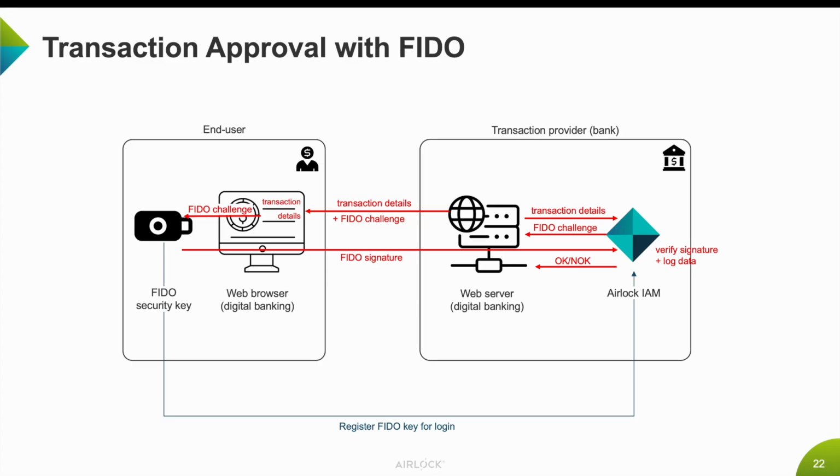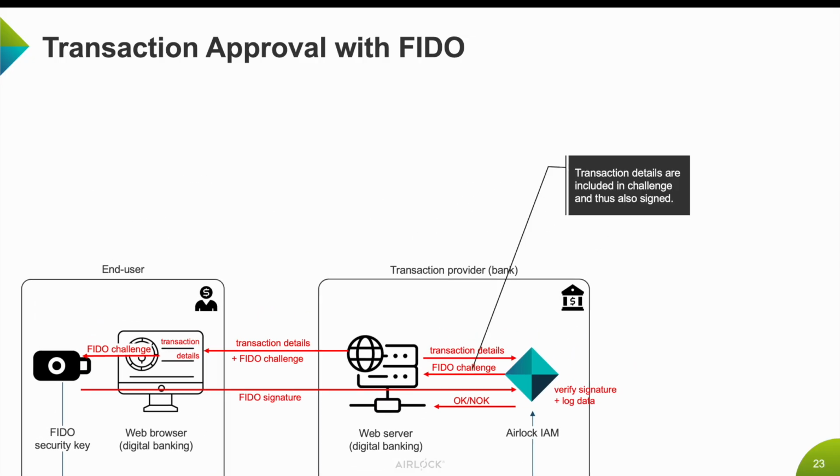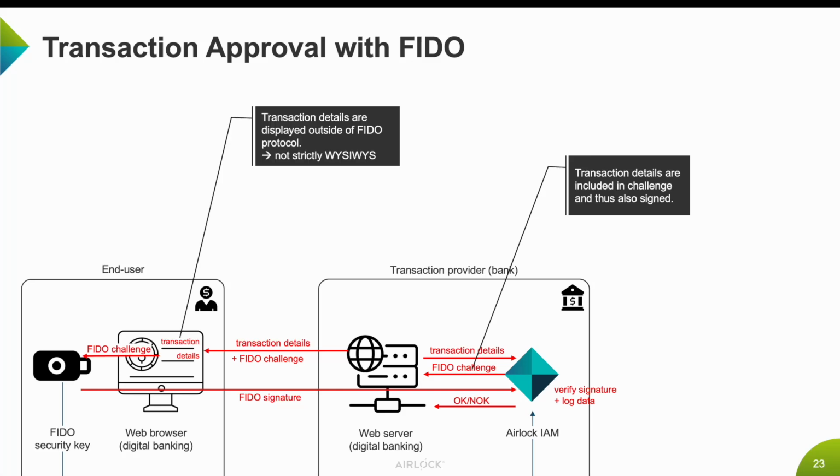Let's look at the details. The transaction information is also hashed into the FIDO challenge, so it is also signed and verifiable later. The transaction details are displayed outside of the FIDO protocol, so this is not strictly what you see is what you sign. But on the other hand, the communication channel is phishing protected because of the FIDO protocols, which gives you additional security.